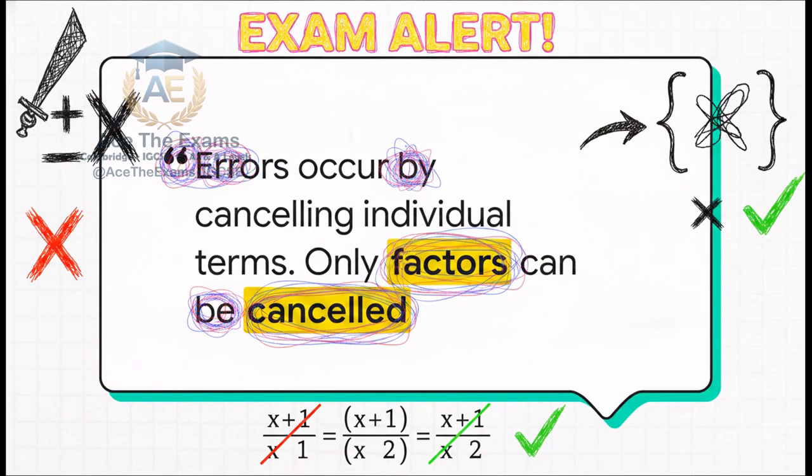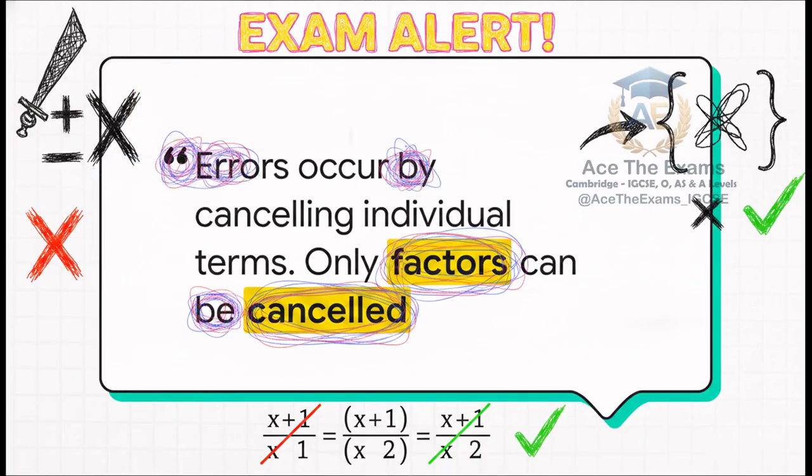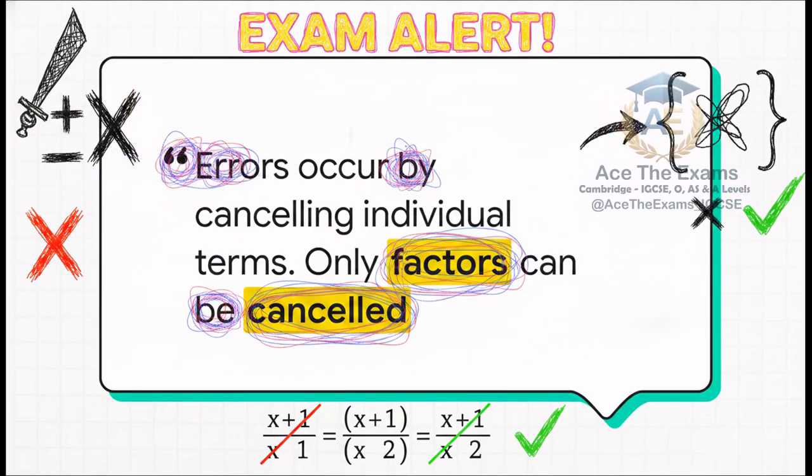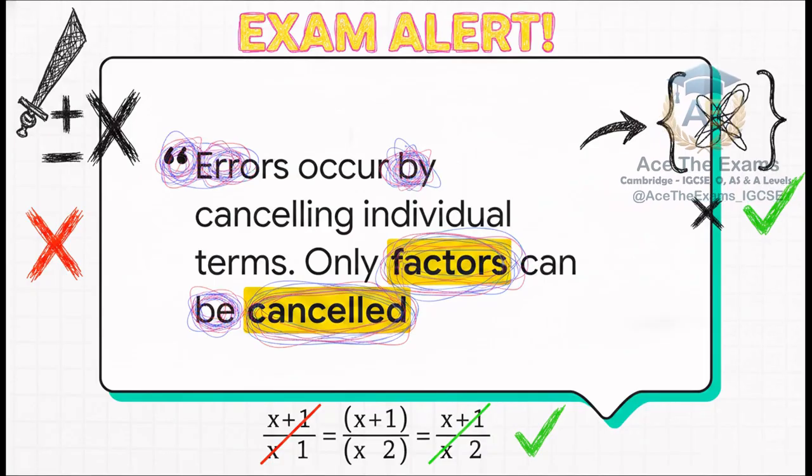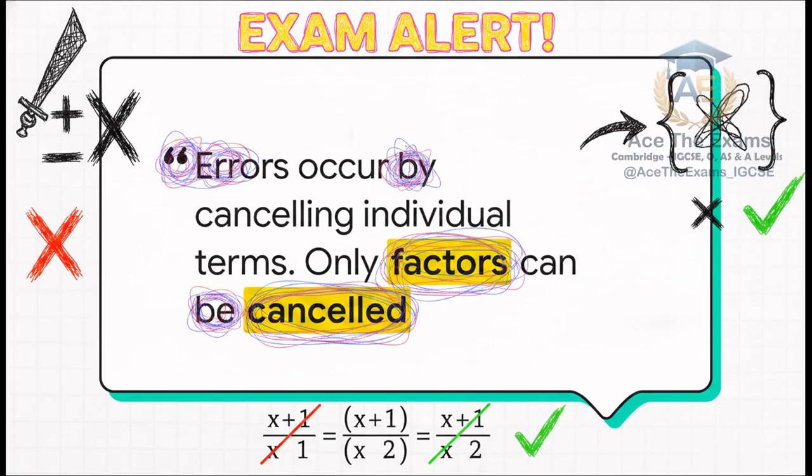I actually want to pause right here and really shine a spotlight on this note from the text. It says, errors often occur by canceling individual terms. Only factors, which can be individual numbers, letters, or brackets, can be canceled. I want you to imagine this flashing in bright neon lights when you're sitting in the exam hall. If you spot a plus or a minus sign tying an x to another number, that's a term. Do not touch it. Don't cross it out. You have to factorize it into a bracket first, turning it into a multiplier. Only then do you have the green light to cancel.